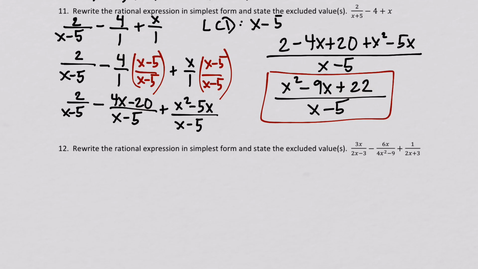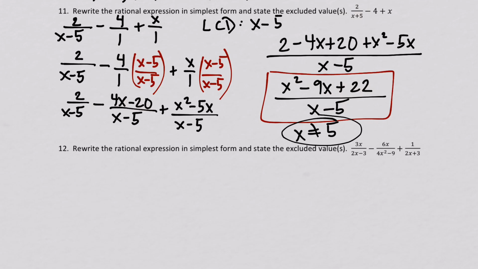Oh, you know what I've been forgetting to do is to state the excluded values. Okay, so let's do it in this one. We didn't do it in the one before. The excluded value comes from the denominator, right? The original denominator, which is x minus 5, and any new denominators you might have, which is the same thing in this case. So there's only one excluded value, which is 5. X does not equal 5 is my excluded value. Right? That's the only value that would not work.